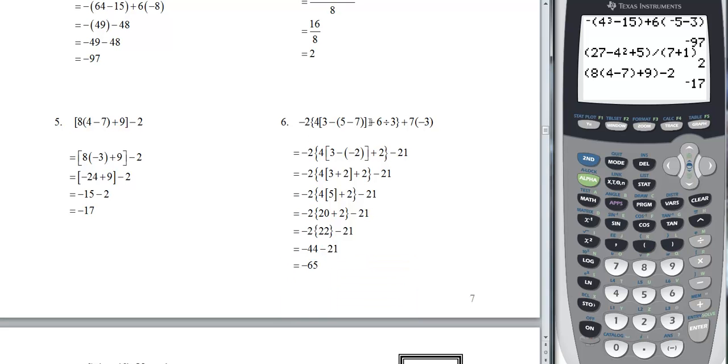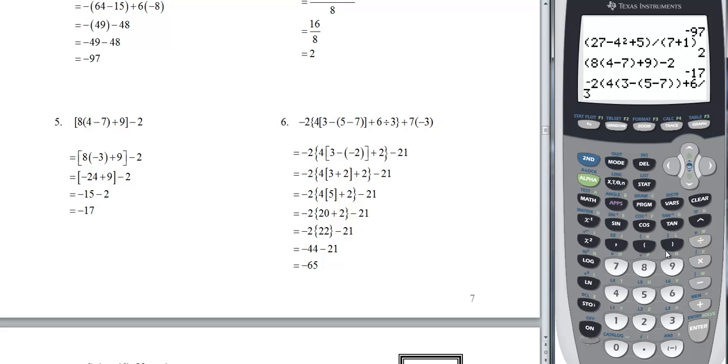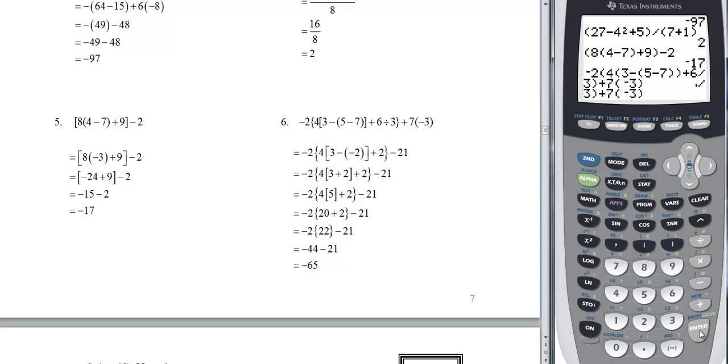Now let's try putting this in the calculator. I've got a negative 2, left-hand parentheses, 4, another parentheses, 3, minus another parentheses, 5 minus 7, in that parentheses in the bracket, plus 6 divide by 3, in that parentheses, plus 7, parentheses, negative 3. Phew. Well, hopefully I put everything in right.